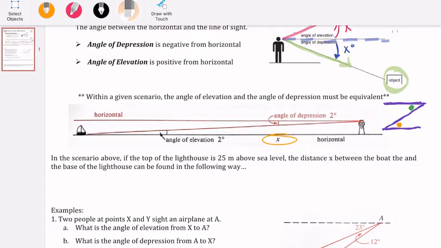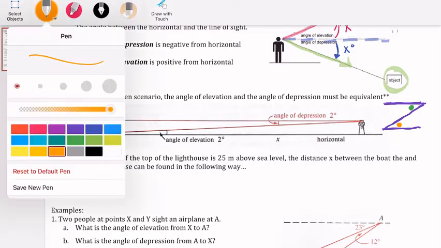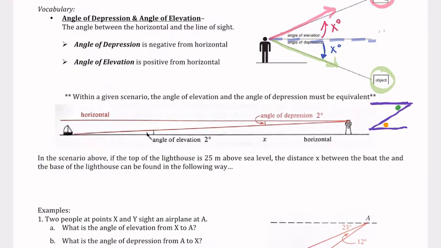So if we look at what this says down here, it says in the scenario above, if the top of the lighthouse is 25 meters above sea level, so this is 25 meters above sea level, the distance x between the boat and the base of the lighthouse can be found in the following way. So x is your horizontal distance, so think the base of the lighthouse towards the sailboat, that is horizontal distance, and we have the height of our lighthouse.